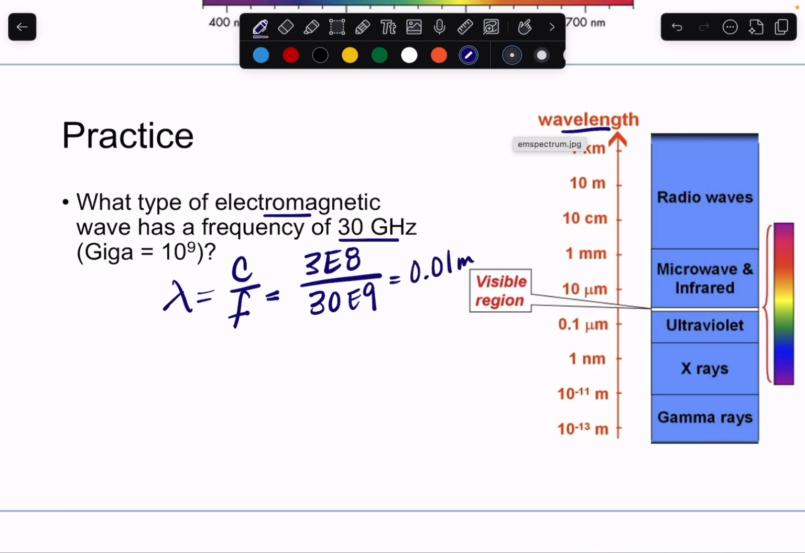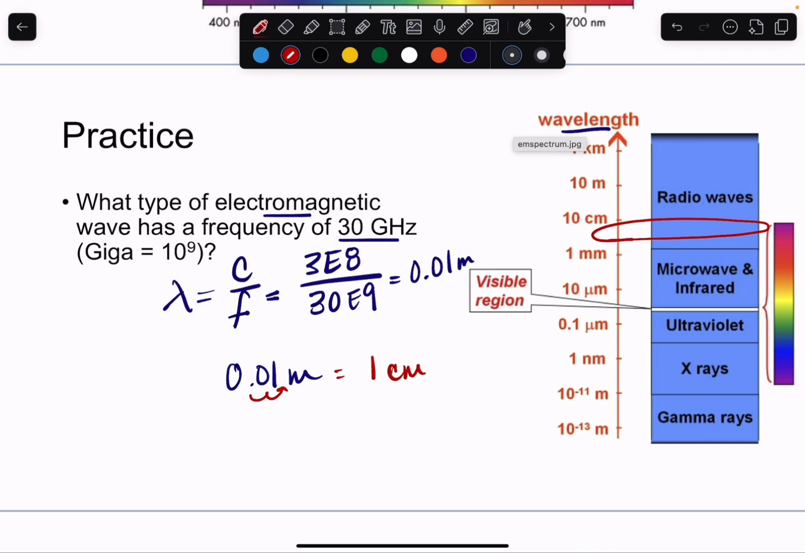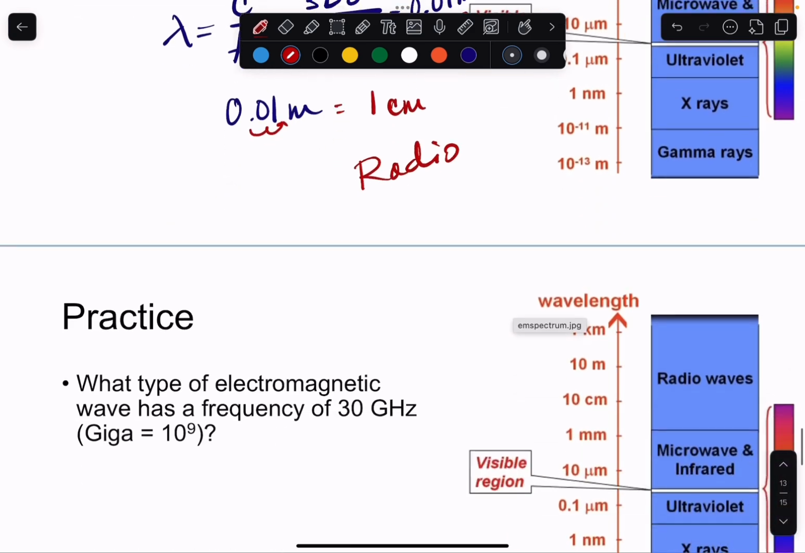Okay, I don't see that over here, but if I take 0.01 meters, and we've been converting between centimeters and meters, so to get to centimeters, I can move 2 to the right, and that's going to be 1 centimeter. And 1 centimeter is going to be somewhere between 1 millimeter and 10 centimeters, so we're talking radio waves. Pause, make sure you can get all of these answers.